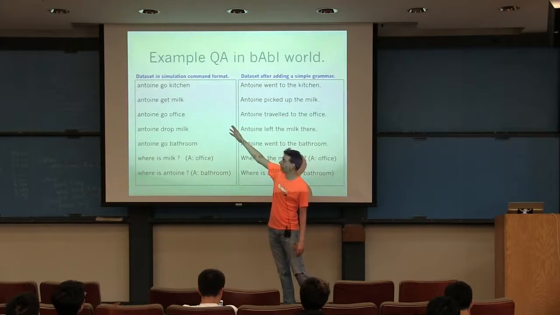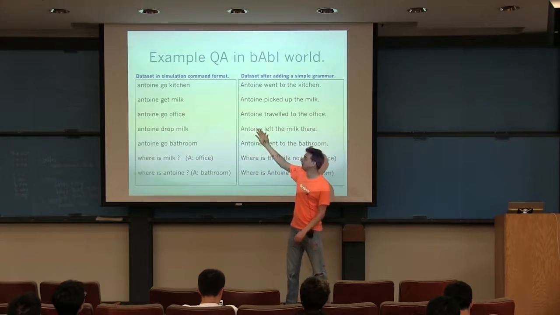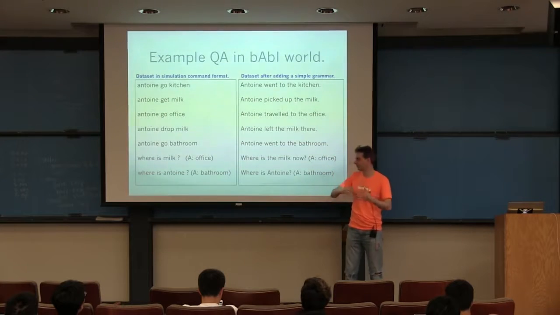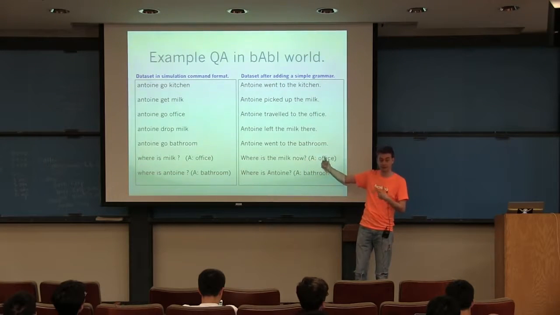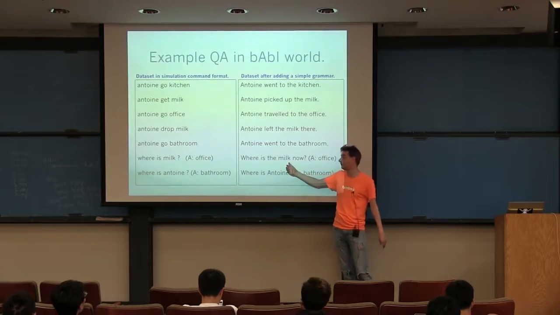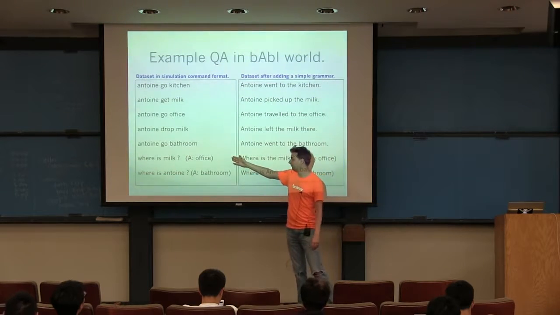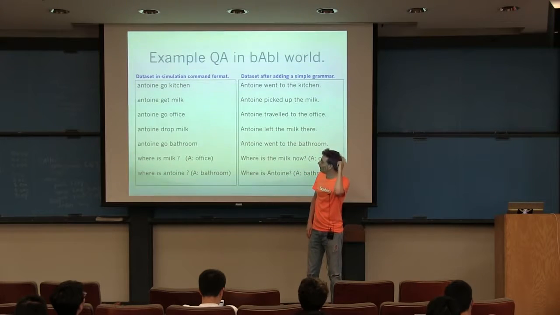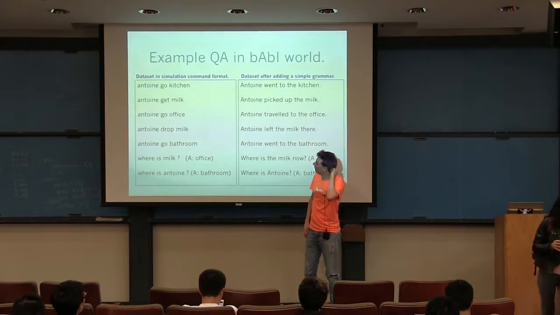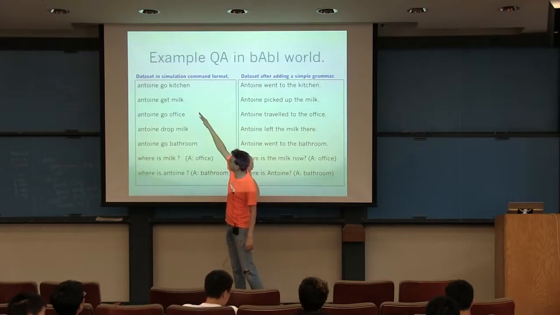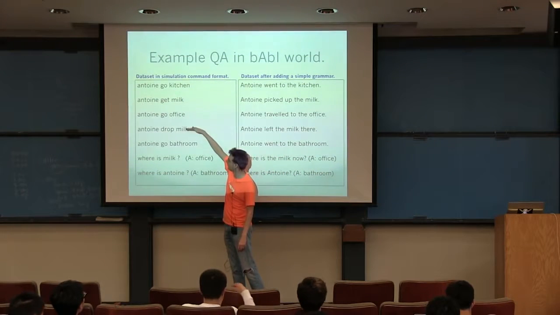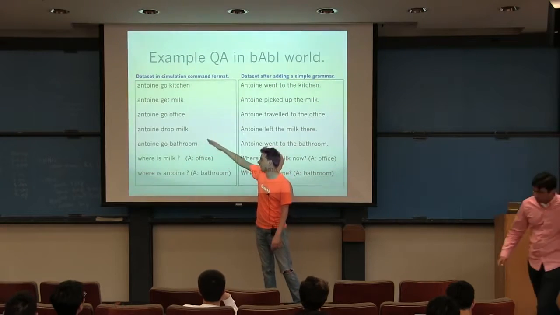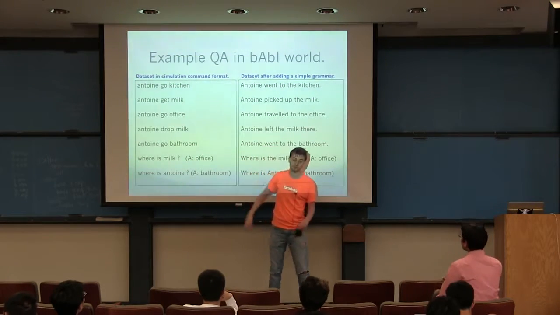So you have something like this. These are in the command form that I just showed you. Antoine go kitchen, Antoine get milk, Antoine go office, drop milk, Antoine go bathroom. And then you can have a question answering setup within this simulation, such as: where is the milk? And here the answer is the office, because Antoine got the milk and then he went to the office and then he dropped it, right? So presumably it's still there after he goes to the bathroom.